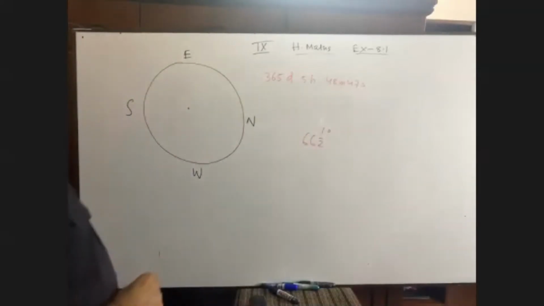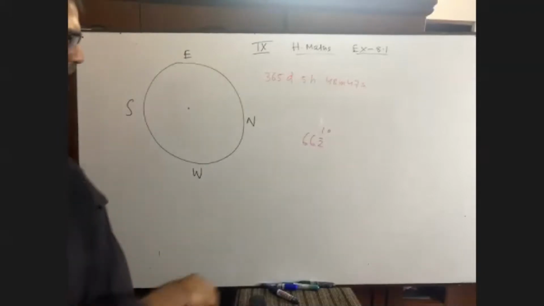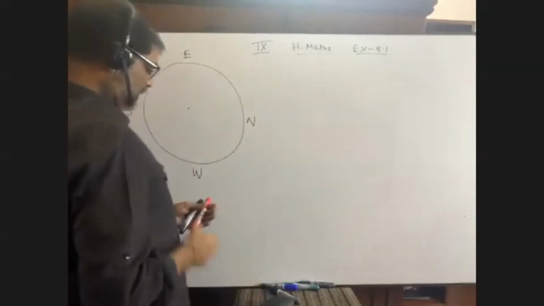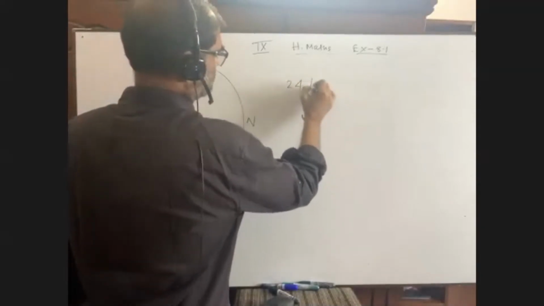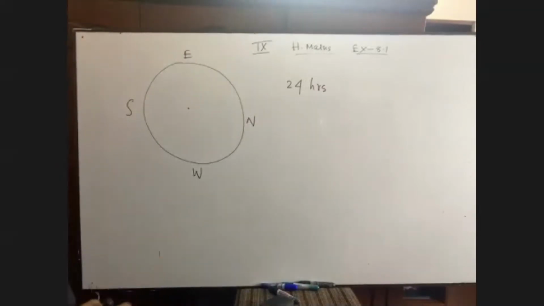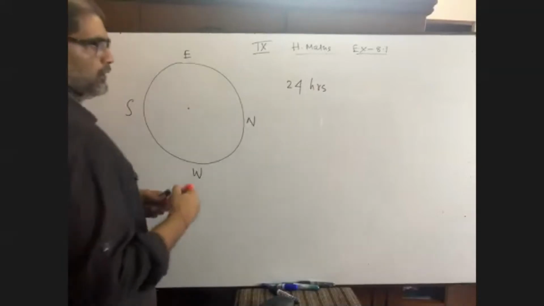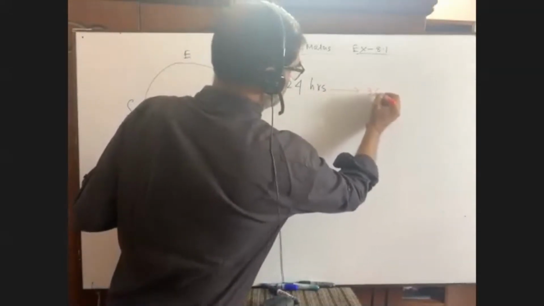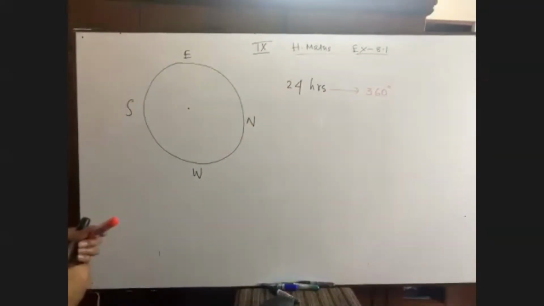But on its own orbit, the Earth takes only 24 hours. Only 24 hours. Am I right? In these 24 hours, the Earth travels or rotates 360 degree. Talk to me, all of you. Write down.